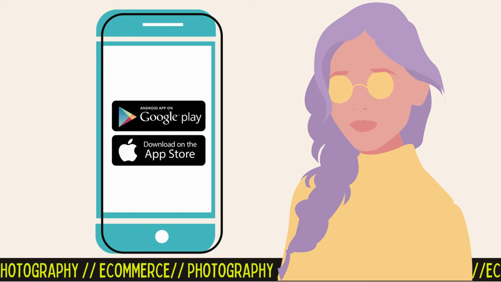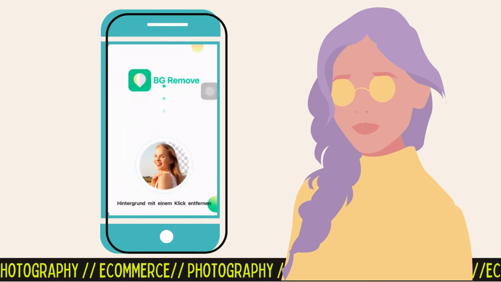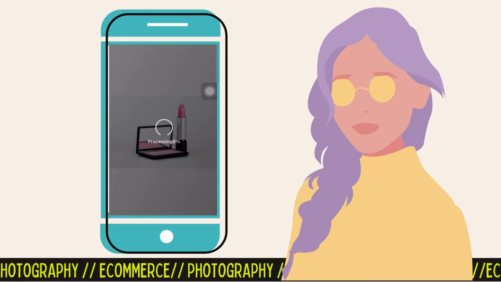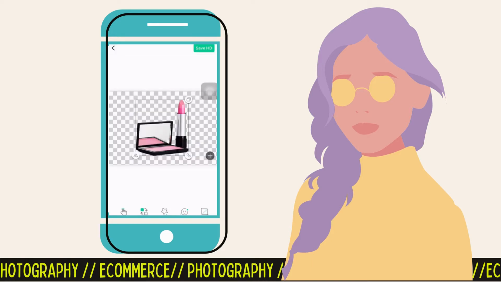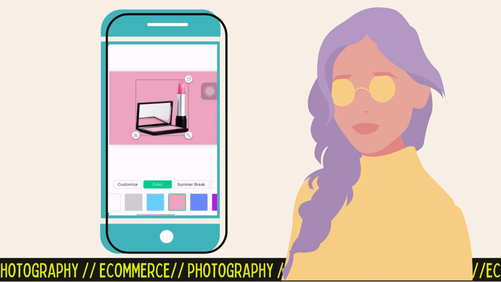Get the app from the Play Store or App Store. Open the app, choose the Remove Product Background to upload the product image from your phone library. The app will automatically remove the background from the photo, giving you a precise result. Tap the background, and choose the best background for your product.